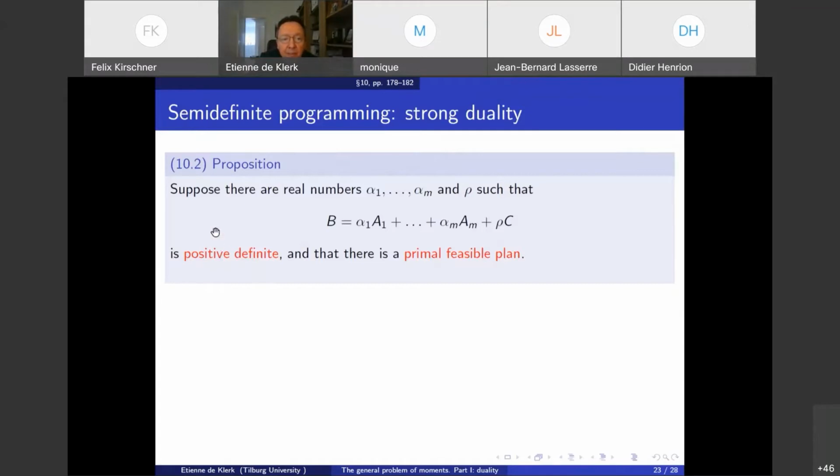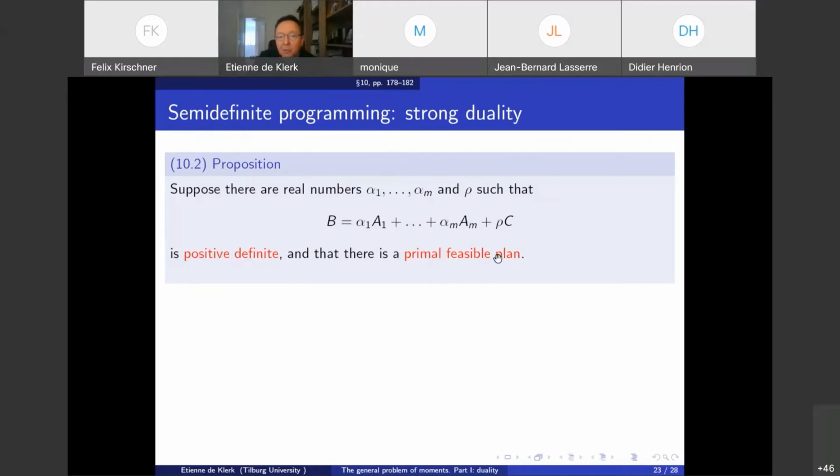So the answer is, suppose there are real numbers alpha 1 to alpha m, and a real number rho, so that we can write this linear combination of the data matrices A1 to Am and also the data matrix C, and the result B is a positive definite matrix.